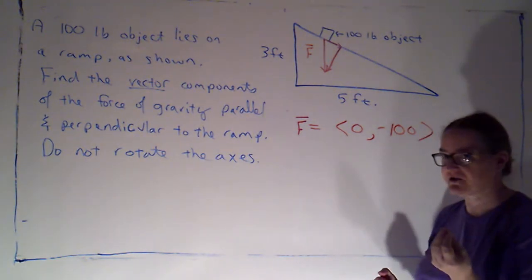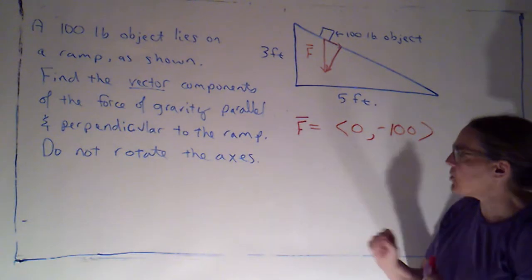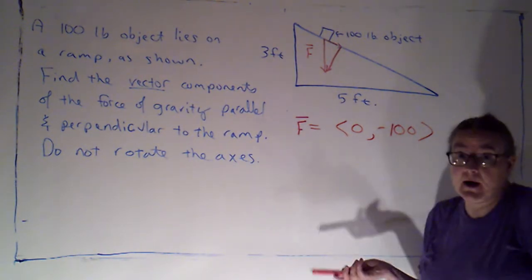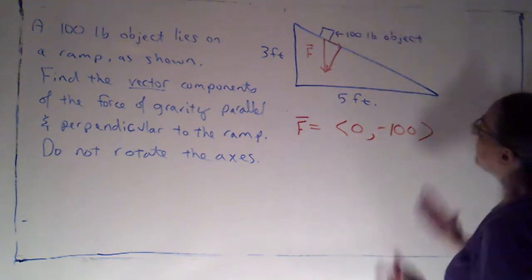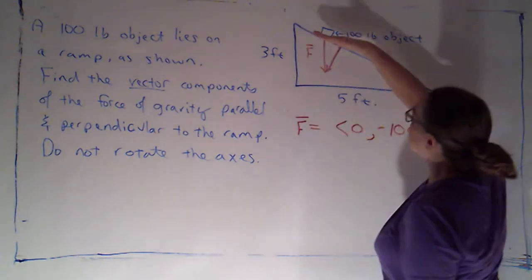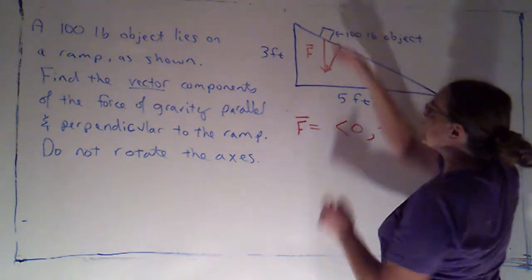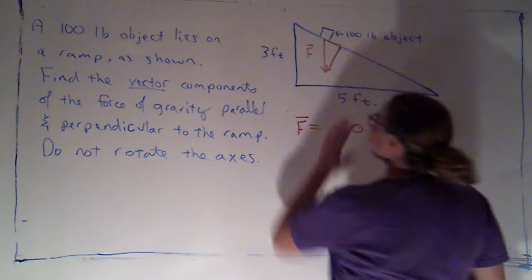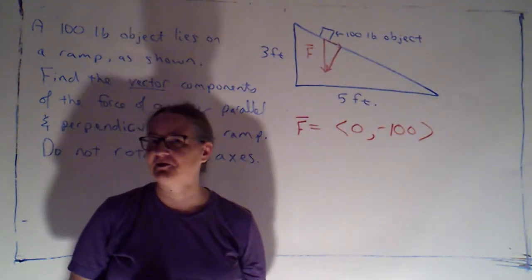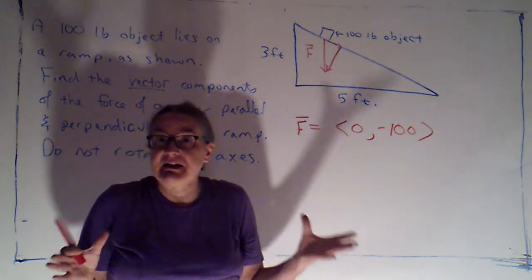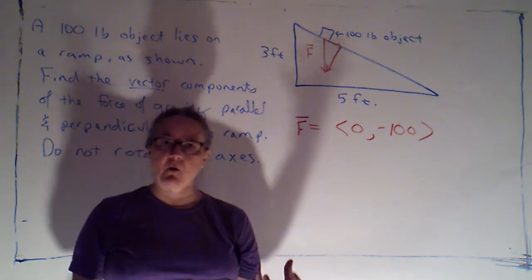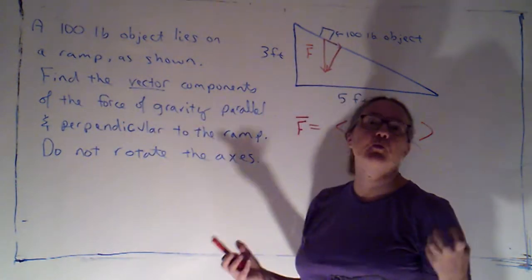I want vectors. And then I say, don't rotate the axes. Very often what's done in physics, and it's a great thing to do, rather than saying, okay, let's let this be the x-axis and this be the y-axis, let's let this be the x prime axis and this be the y prime axis. Let's just make our axes so that they are parallel and perpendicular to the ramp. That just makes things very easy to work with for a problem like this. It's a great technique. I have nothing wrong with that technique. It's just not what we're doing.